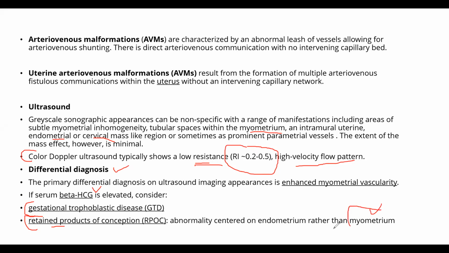It will be more in the myometrium. And when I say retained products, they are more centered on the endometrium. So this way, you can differentiate whether I am dealing with south or north. So this is about the second question, AV malformation.